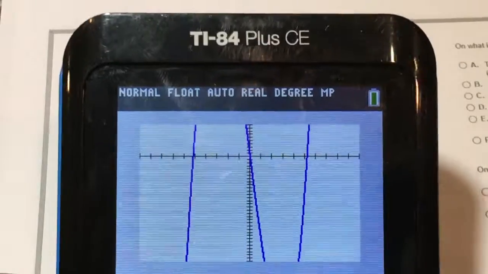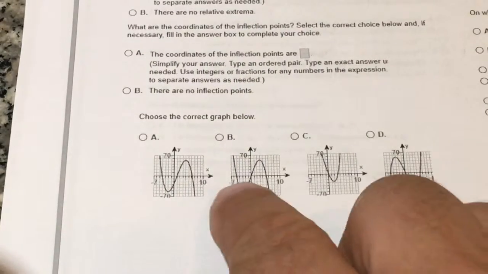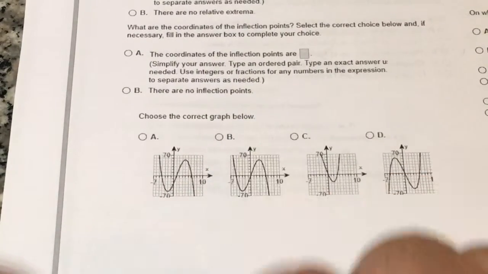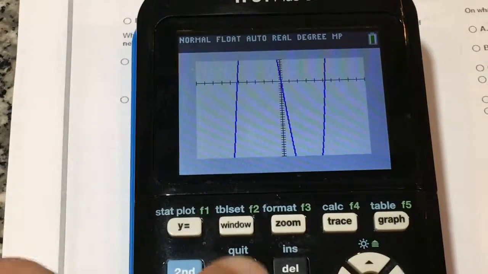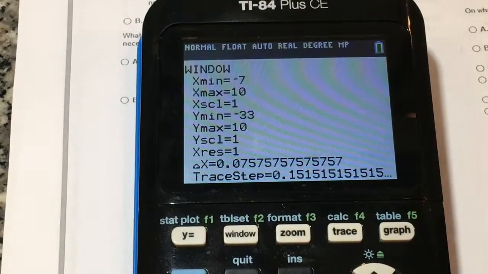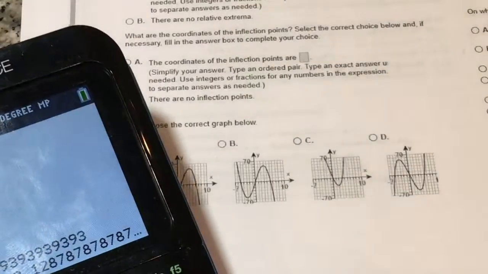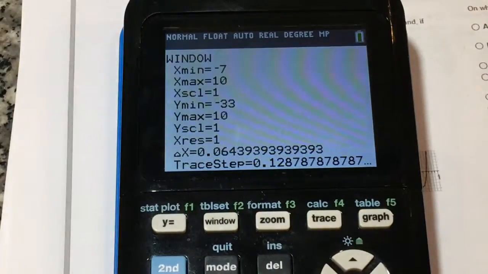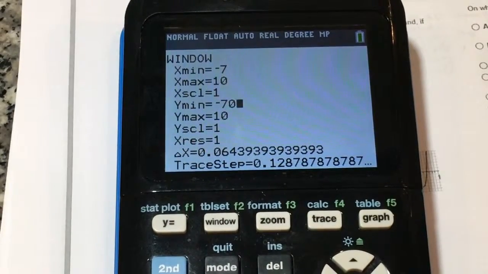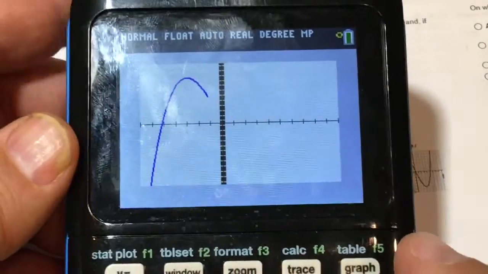No, the window is not sufficient. So on their graphs, notice, it goes from -7 to 10 on the x values, and then -70 to +70 on the y values. So I'm going to change my window to what they have. -7 to 10, and then -70 to 70, -70 on the y value to 70 on the y value. And I'm going to graph that. And now it'll give me the graph just like it looks for them.